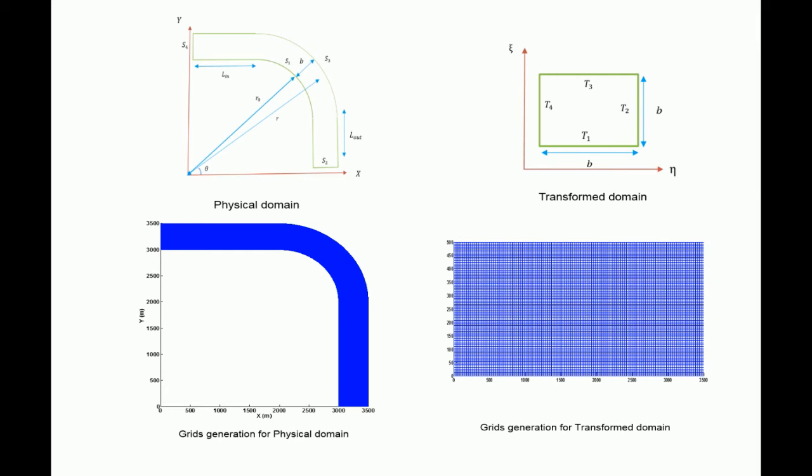By applying the curvilinear method, we can map this border onto this line, this line onto this line, and finally this line onto this line. Then we should use an iterative method to produce interior grids. We can use multi-grid to generate the grids. So this is the geometry of the river.